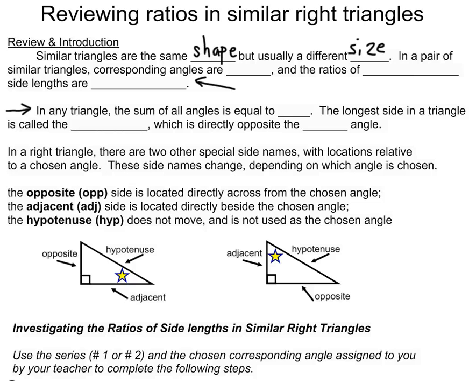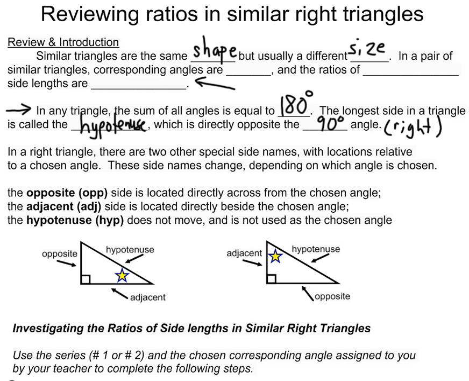The sum of all angles in a triangle is equal to 180 degrees. That's a fact. The longest side in a triangle is called the hypotenuse, and that's always directly opposite the 90-degree angle, okay, which is also called a right angle. All right.